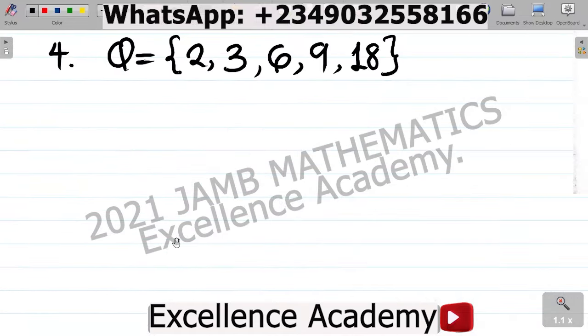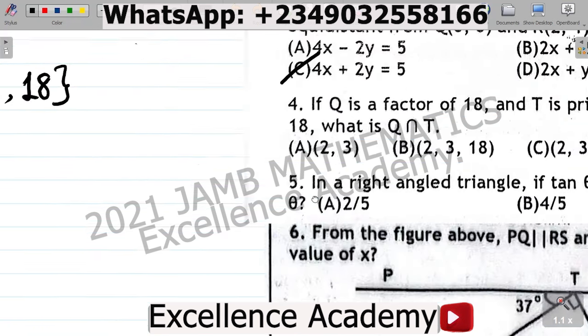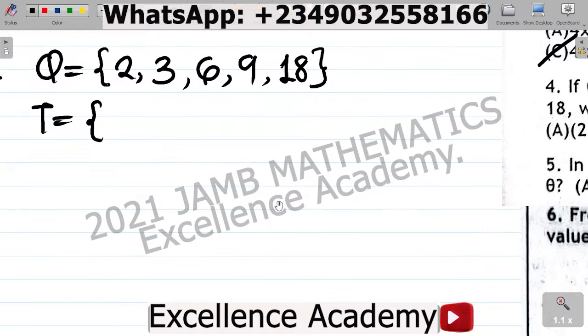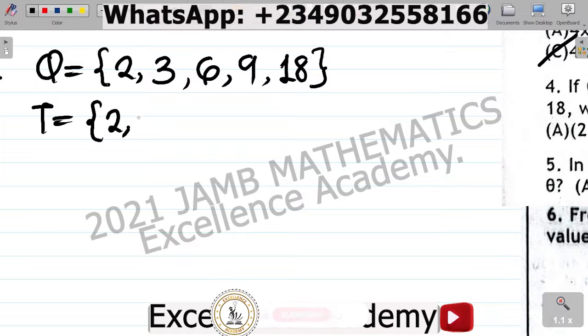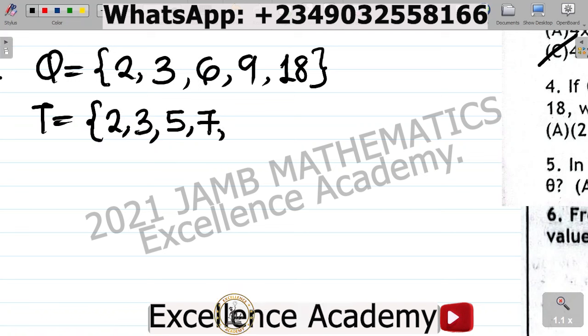Let's get the elements of T. So these are the elements in set Q. Let's get the elements in set T. For T, they said T is a prime number between 2 and 18. Prime numbers are those numbers that can be divided by just themselves and 1 without a remainder. 2 is a prime number, 3 is a prime number, 4 is not a prime number because 4 divided by 2 gives you 2. 5 is a prime number, 6 is not a prime number, 6 over 2 gives you 3. 7 is a prime number, 8 is not a prime number, 8 over 2 gives you 4. 9 is not a prime number, 9 over 3 gives you 3.